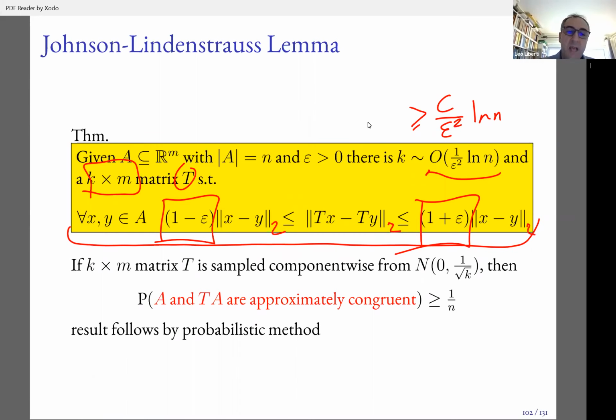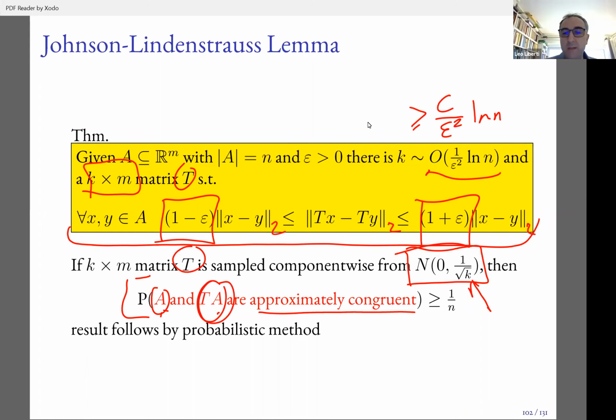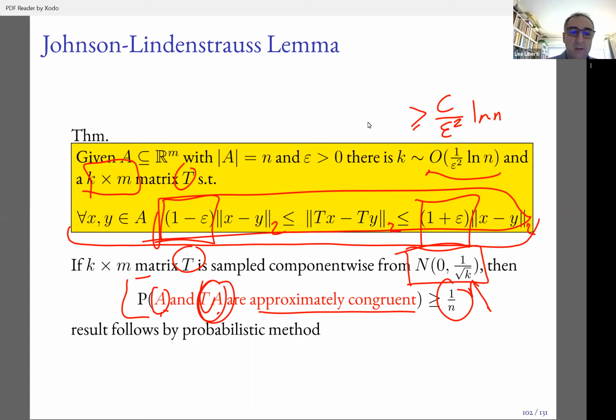Okay, so this happens if T is sampled component-wise from this distribution. Remark the similarity with the Bervinix sampling, okay? So the proof essentially aims at showing that the probability that A and TA, these are sets of points in high dimensions and in low dimensions, are approximately congruent in this sense, with some positive probability, whence the proof infers by the probabilistic method that such a T really exists. Okay.